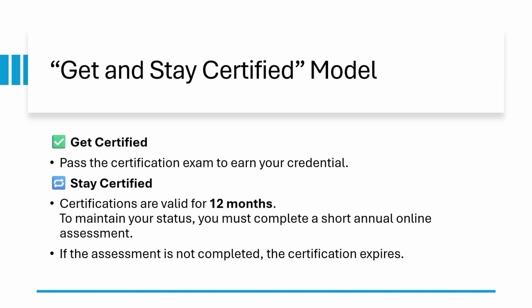Along with the new format, SAP also announced the new get and stay certified model. So there are two ways: you get certified, and you have to stay certified also. Get certified is nothing but you buy the examination attempts, then you take your certification and you are certified. But that will have some validity that will expire in 12 months or within some period.